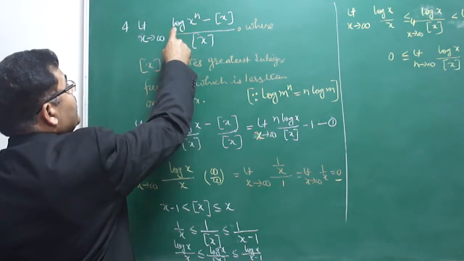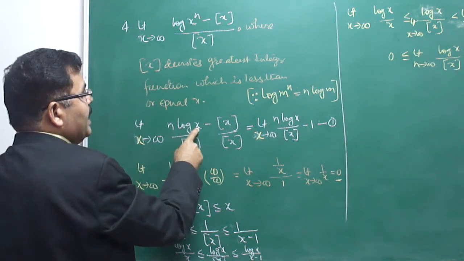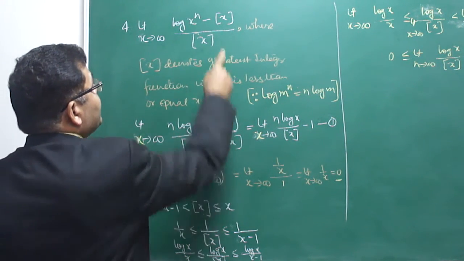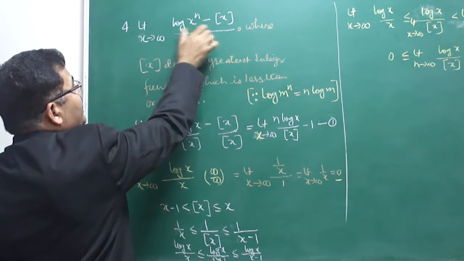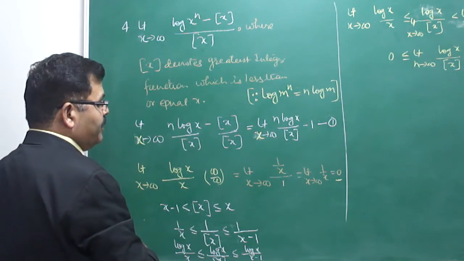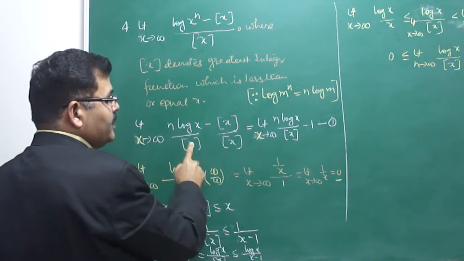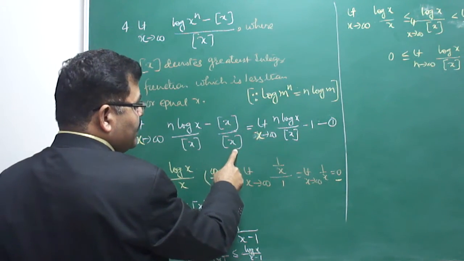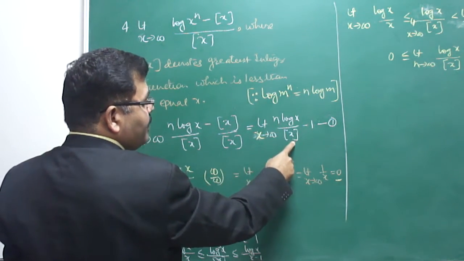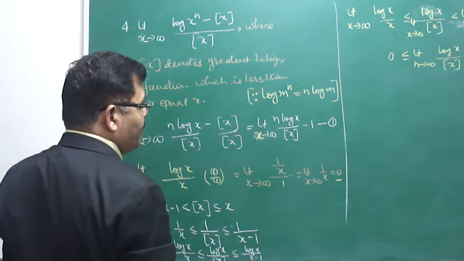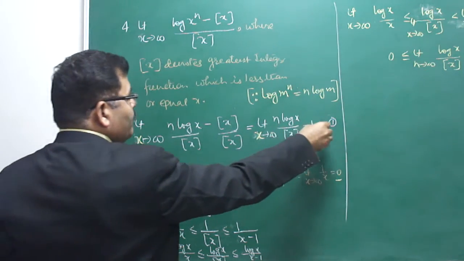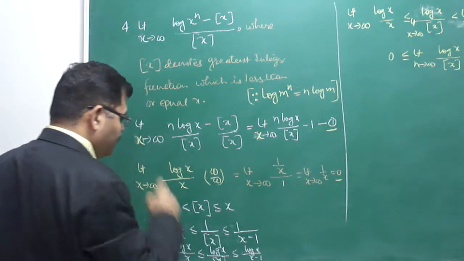So I can write here: log x to the power n is n log x, minus greatest integer function x, divided by greatest integer function x, which can be separated both ways. So n log x by greatest integer function x, that is n log x by greatest integer function x, this part, and the same thing divided gives 1. This I assume as equation 1.